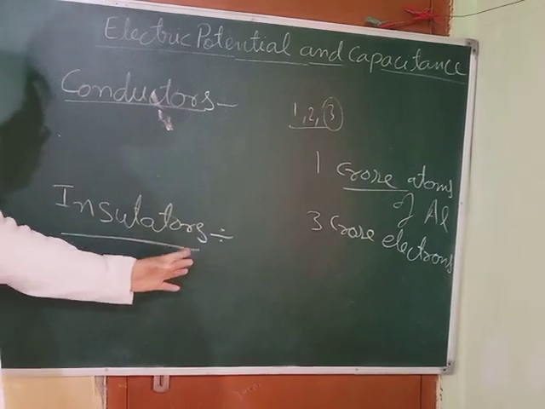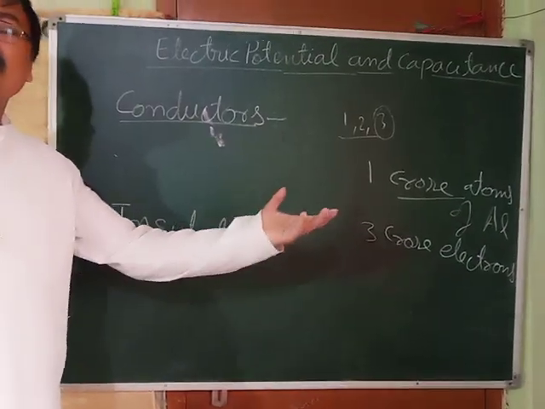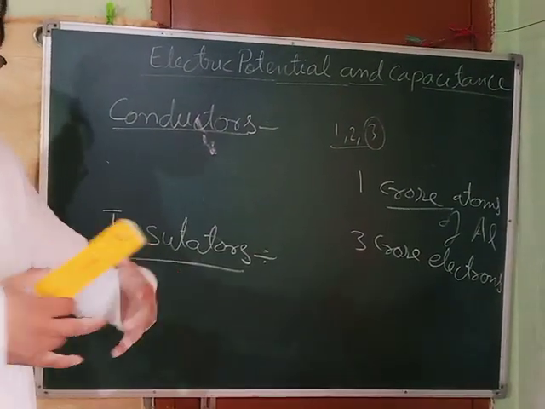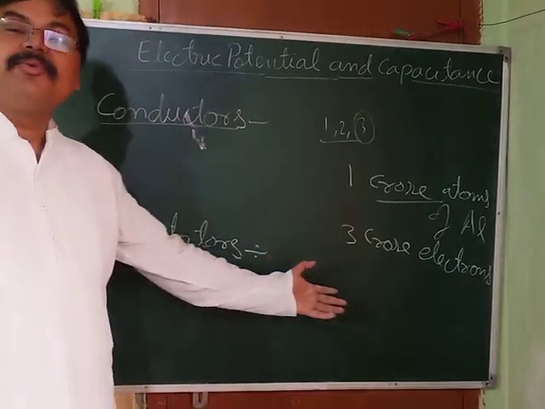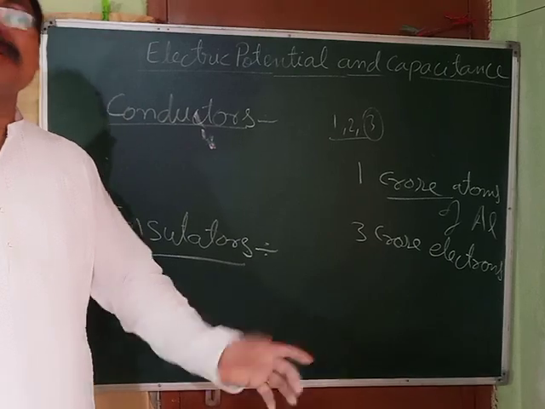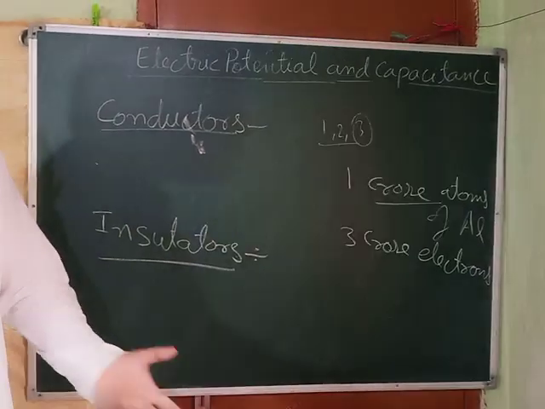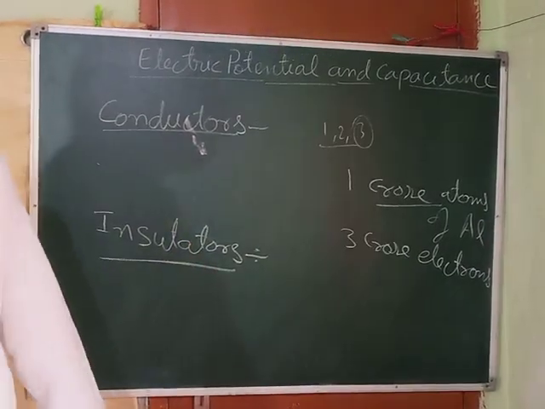What about the insulator? Insulators actually don't have any free electrons. They are bonded with each other, and that's why they don't have free electrons. When they don't have free electrons, then who will carry the current inside? No one. And that's why they don't conduct electricity.